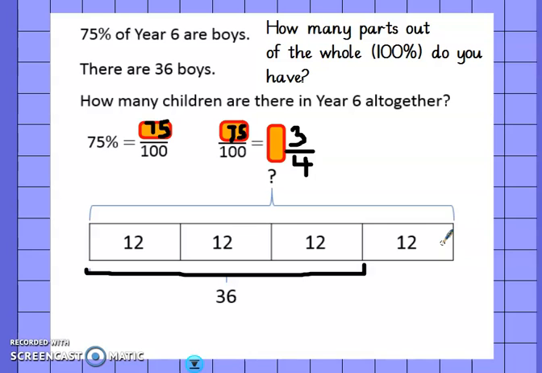So altogether, what is the whole of this number? What is 12 times 4? Well done if you know that in total there are 48 children in year 6.